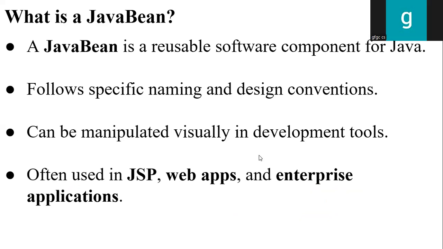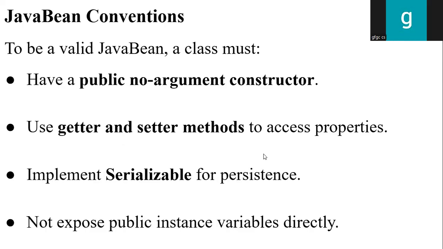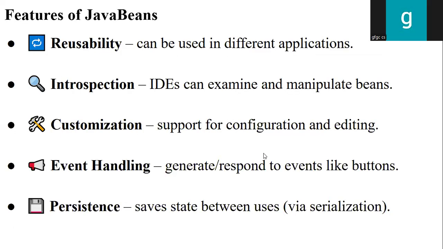A Java Bean is a reusable software component for Java. It follows specific naming and design conventions. It can be manipulated visually in development tools. It is often used in JSP, web apps, and enterprise applications. Java Beans conventions: to be valid, a Java Bean class must have a public no-argument constructor, use getter and setter methods to access the properties, implement Serializable for persistence, and not expose public instance variables directly.